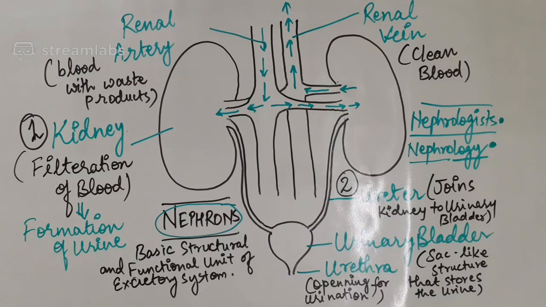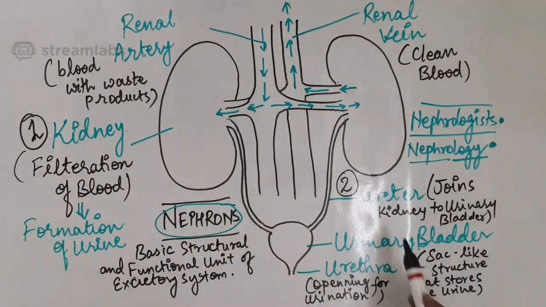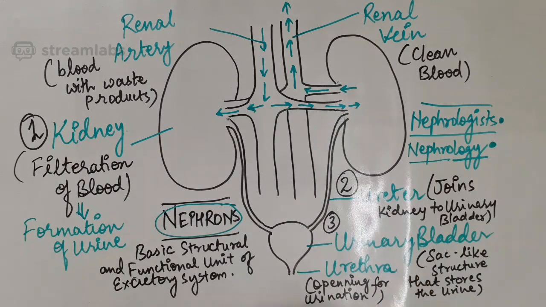Now I'm telling you about the composition of urine. These were the organs. First, the kidneys. Second, the ureter. Third, the urinary bladder. And fourth, the urethra.